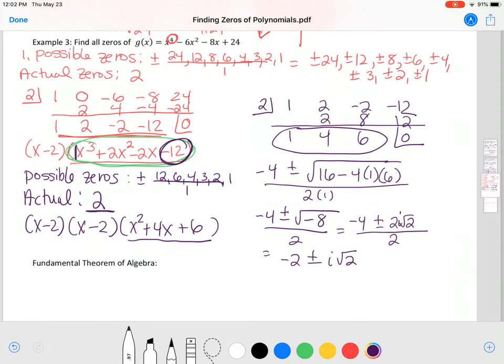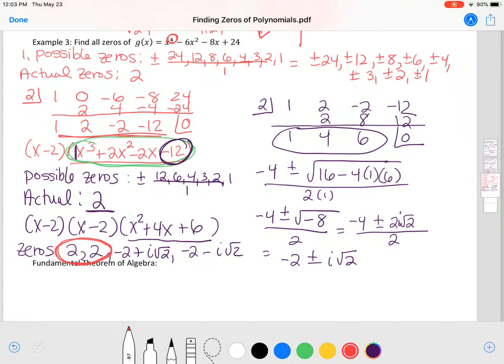So here are my 4 zeros. I have 2 twice, so it's 2 with a multiplicity of 2. And then I have -2 plus i square root of 2 and -2 minus i square root of 2. Now those are all the zeros, but only 2 of them are real, which is the two 2's.